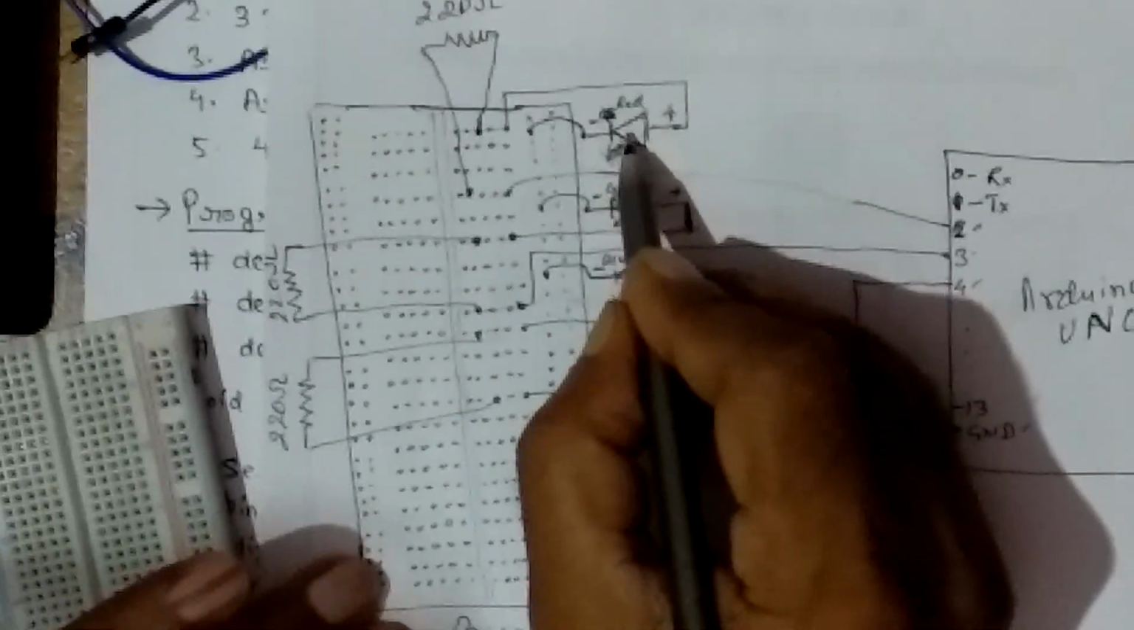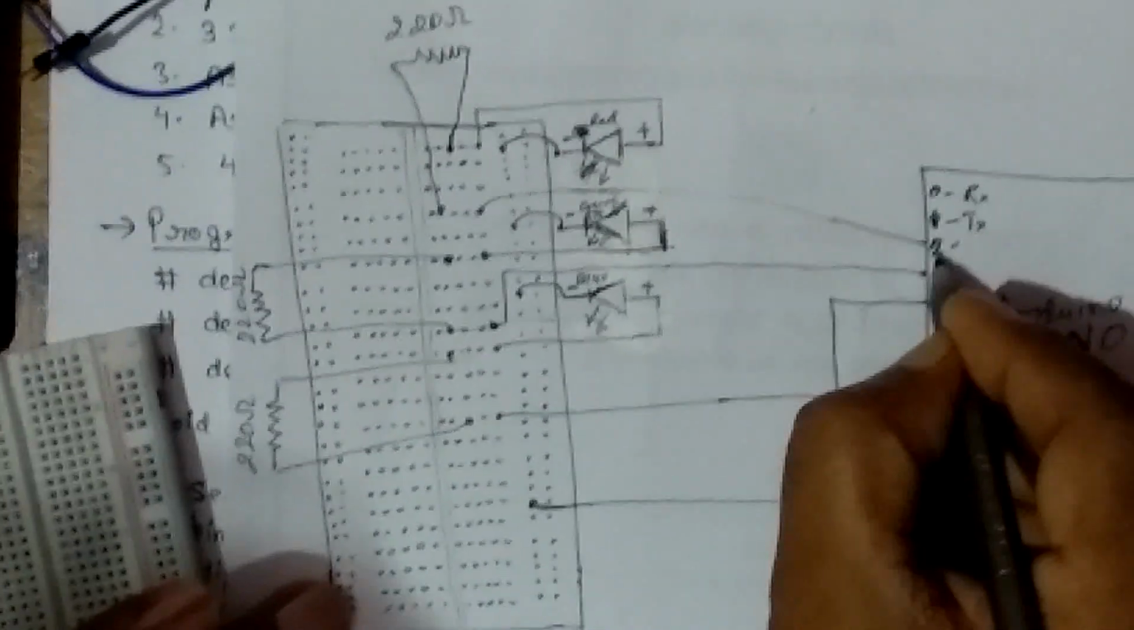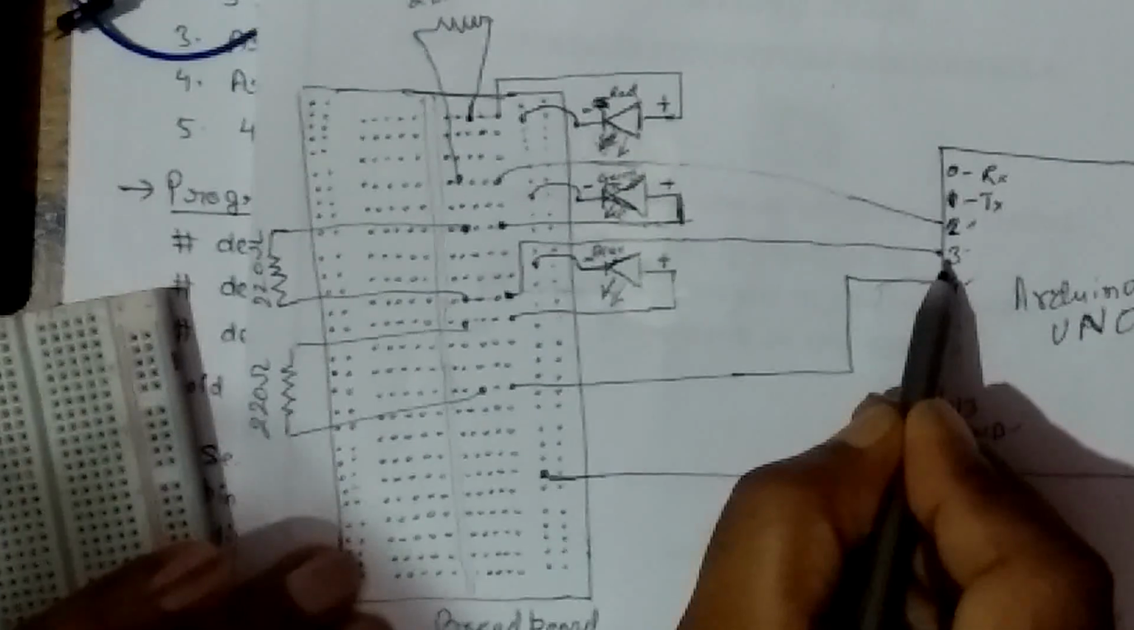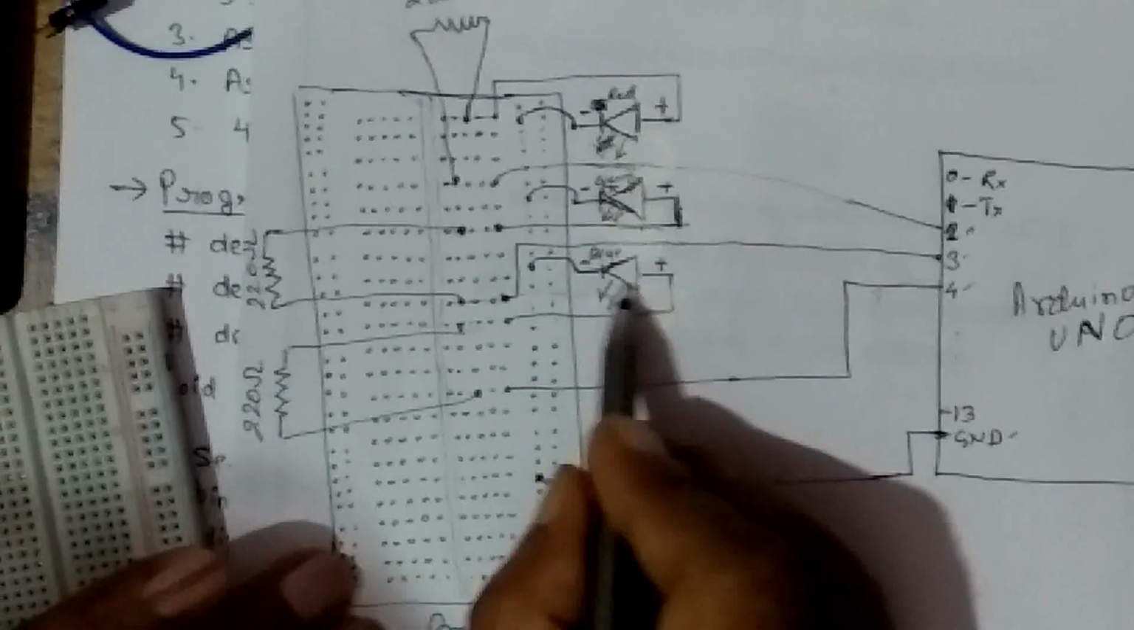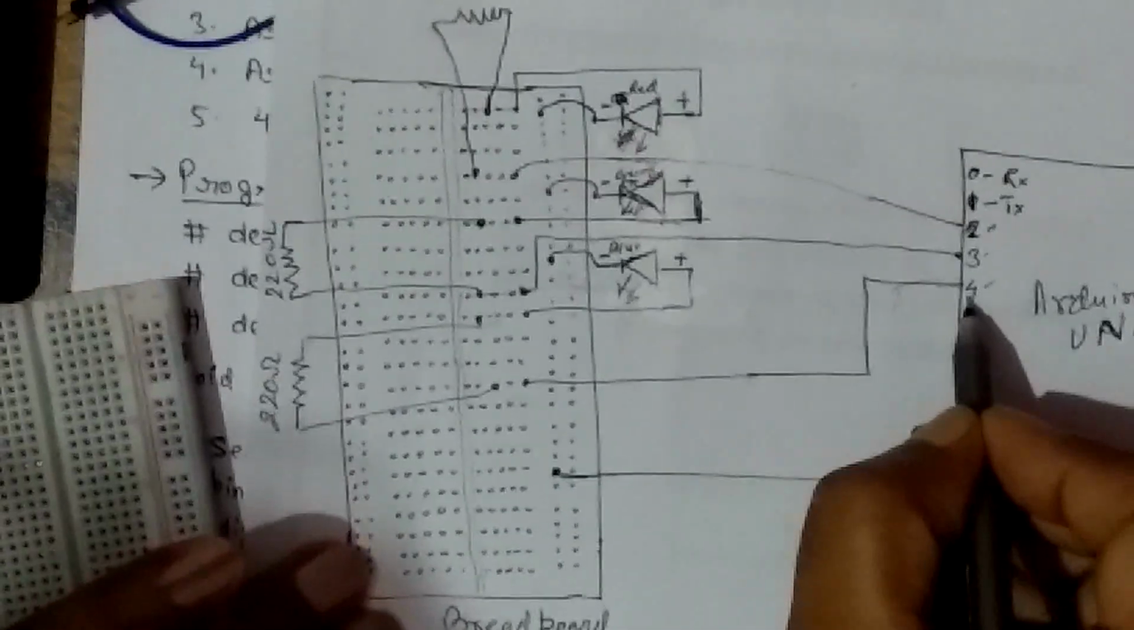Red LED is connected with pin 2, green is connected with pin 3 of the Arduino, and the third LED, blue, is connected with pin number 4 of the Arduino. So this is the circuit of our traffic signal.